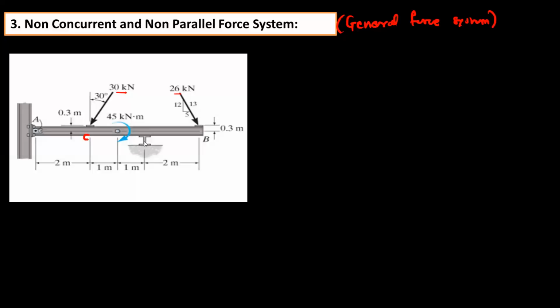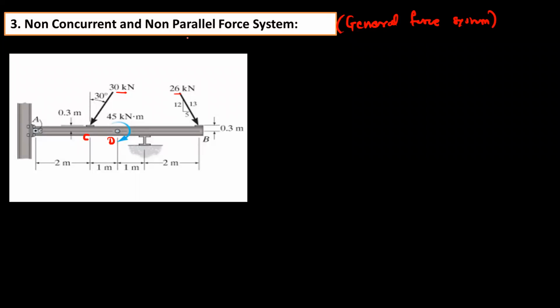Okay, and there is one additional moment in the system. This point is point D, and the moment value is 45 kilonewton meter. Okay, so this is due to the couple in the system. So the effect is a 45 kilonewton meter moment at point D. So this is called a general force system or non-concurrent, non-parallel force system.